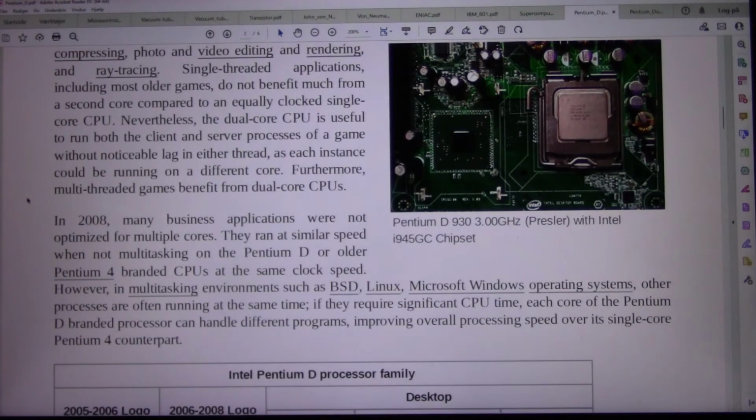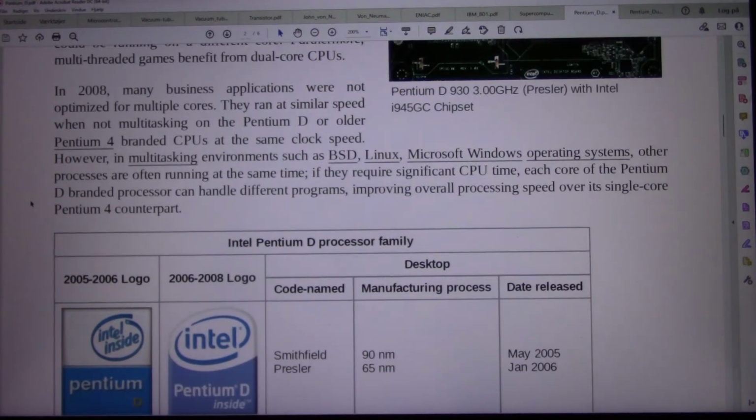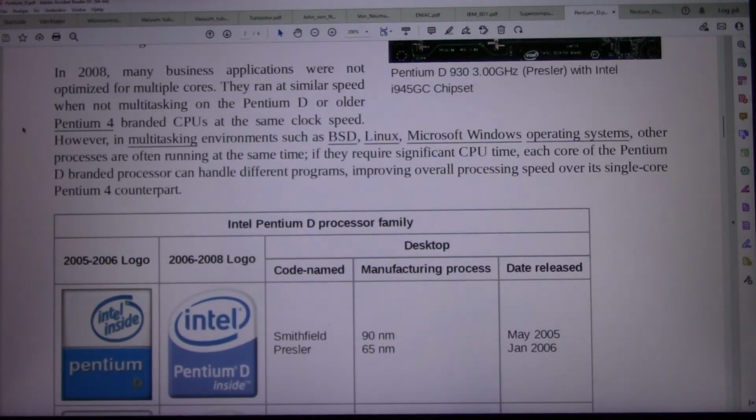In 2008, many business applications were not optimized for multiple cores. They ran at similar speed when not multitasking on the Pentium D or older Pentium 4 branded CPUs at the same clock speed. However, in multitasking environments such as BSD, Linux, and Microsoft Windows operating systems, other processes are often running at the same time. If they require significant CPU time, each core of the Pentium D branded processor can handle different programs, improving overall processing speed over its single-core Pentium 4 counterpart.